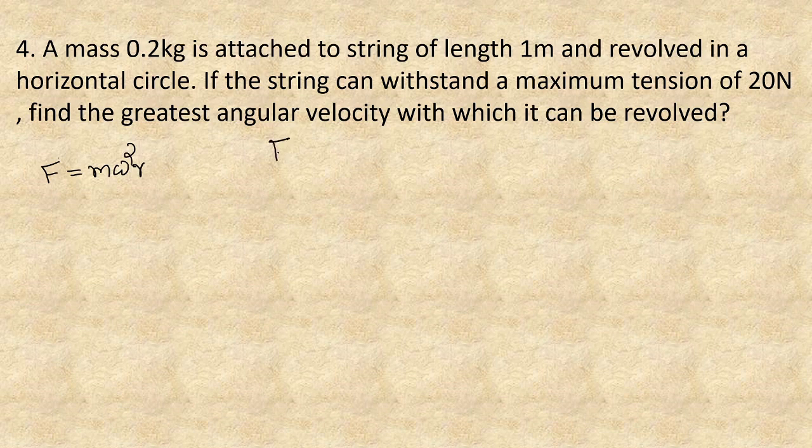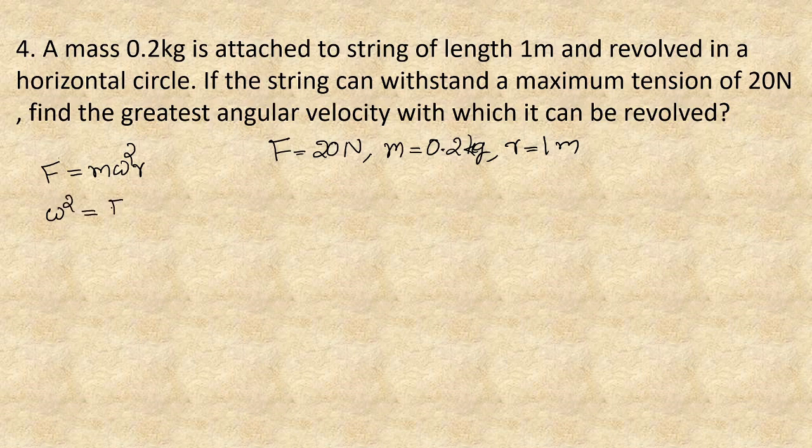Here, the centripetal force F is given, that is the maximum tension, 20 newton, and m is equal to 0.2 kilogram, and the radius r is equal to 1 meter. All are in SI units, so we can find the value of omega. First, we find omega square, then omega. Omega square is F divided by m r, so substituting, 20 newton divided by 0.2 kilogram times 1 meter.